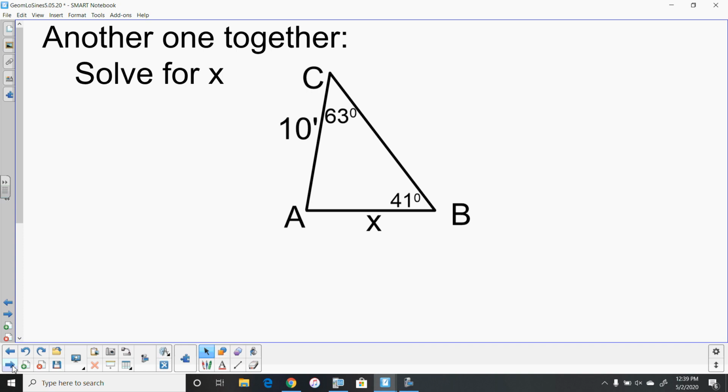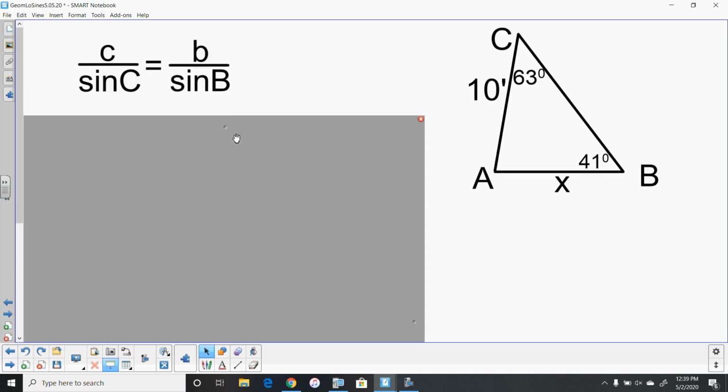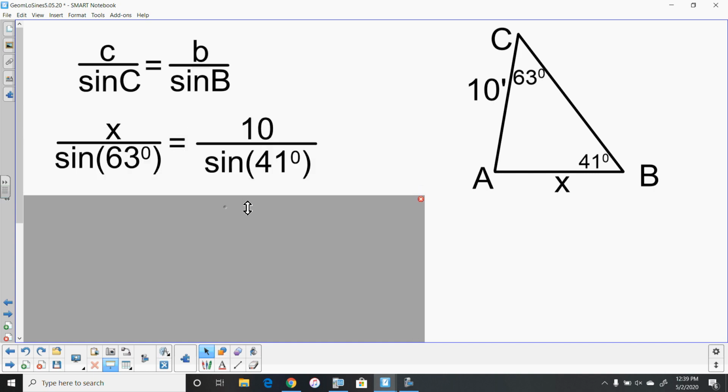Okay, so let's set up a law of sines problem. Let's solve for x here. So we're going to use this relationship. I'm solving for side C. We know side B. I know the angle at C and I know the angle at B. So let's plug all of that in. And here is the proportion that we now get.